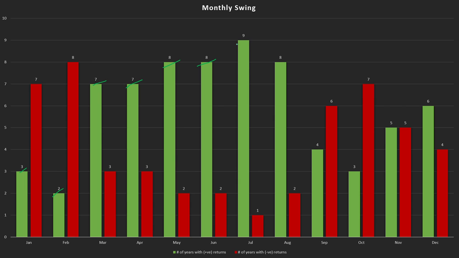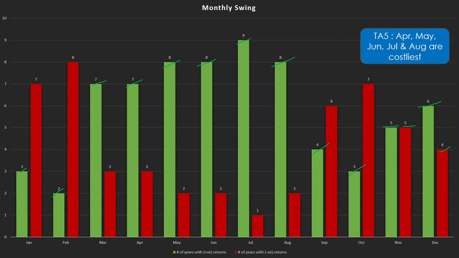July is the best with 9 positive returns out of 10. August is also very good with 8 positive. But September only 4 positive returns. October, only 3 times in the last 10 years the month gave positive returns. November 5 apiece, and December 6 positive and 4 negative.